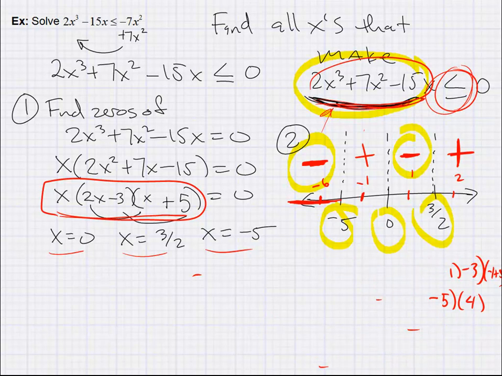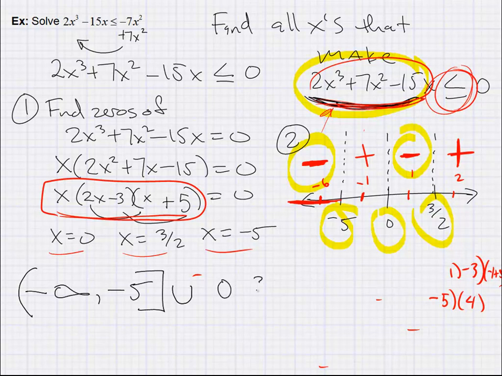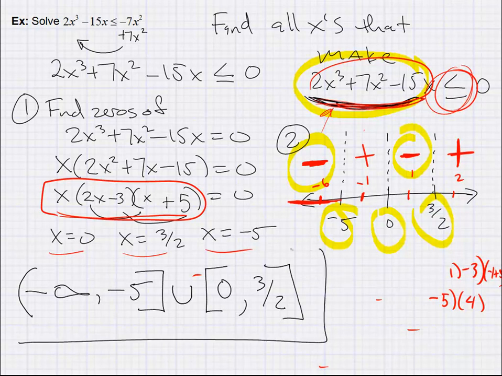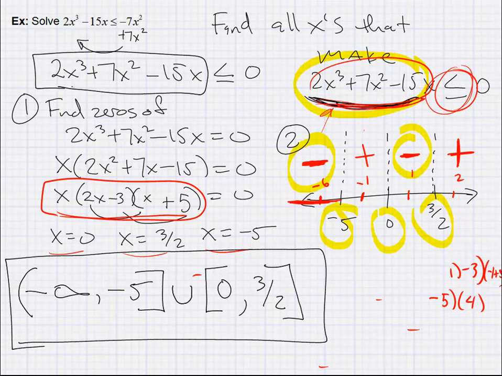I'm going to say that I want my solution to be negative infinity to negative 5. I want to include negative 5. You never include infinity, so I put parentheses. And I want to union that interval with the interval from 0 to 3/2. But I also want to include 0 and include 3/2. Bracket means you included, parentheses means you don't. So this would be the interval solution to the inequality. These are the intervals where this polynomial is less than or equal to 0.